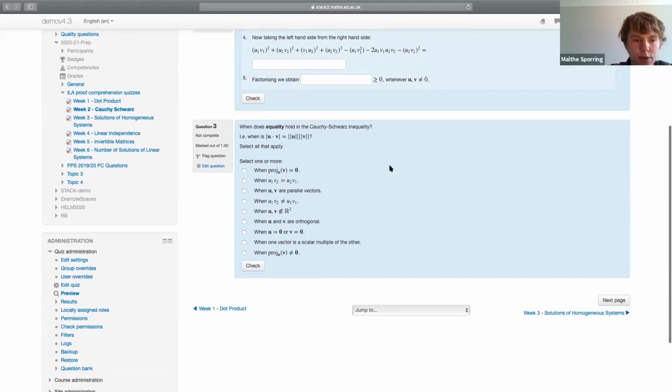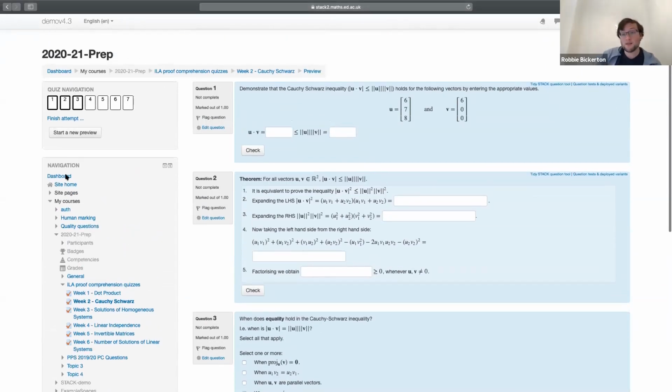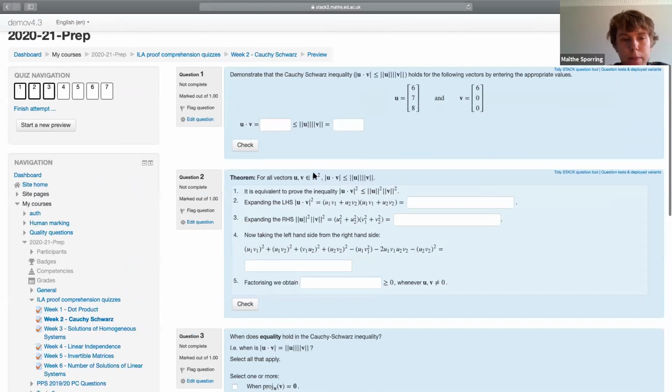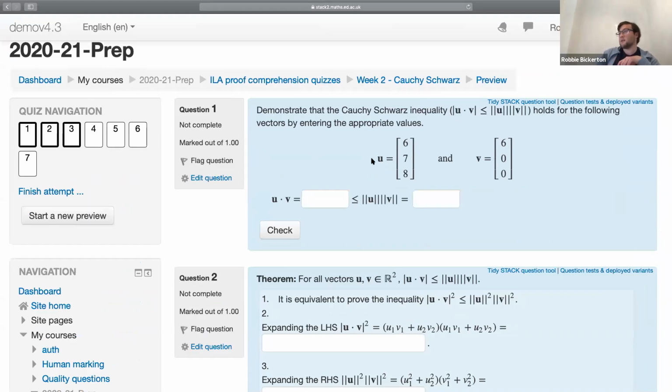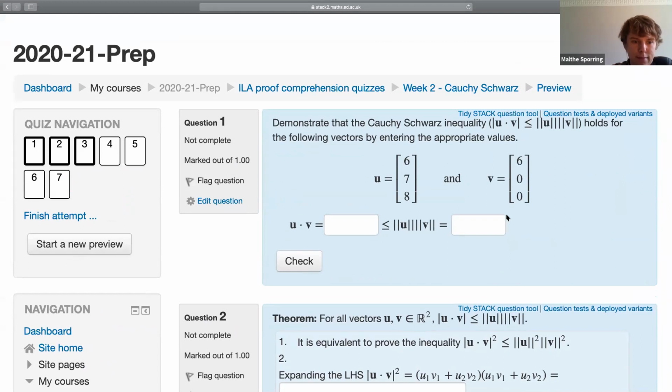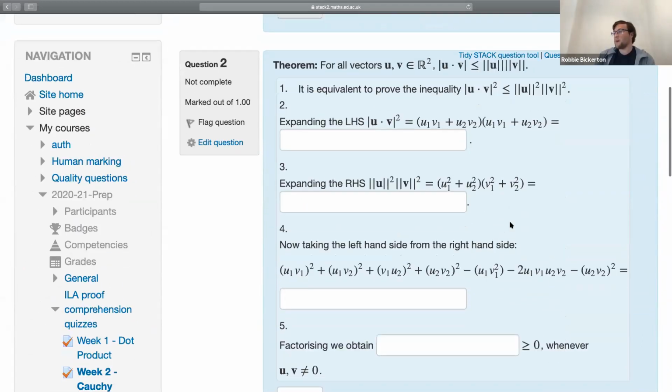Robbie, can I just interrupt you quickly? Yes. Would you be able to zoom in a little bit? I think some people are having difficulty seeing the text. My apologies. Is that better? I think that looks good to me, yeah. Excellent. Thank you. No problem.